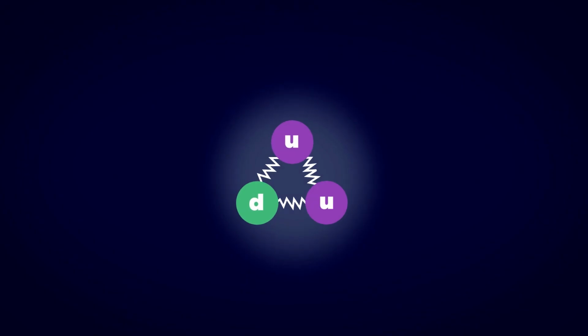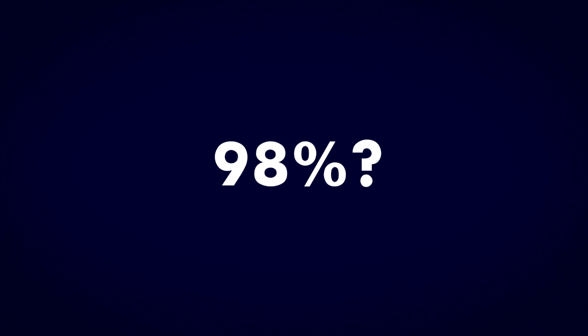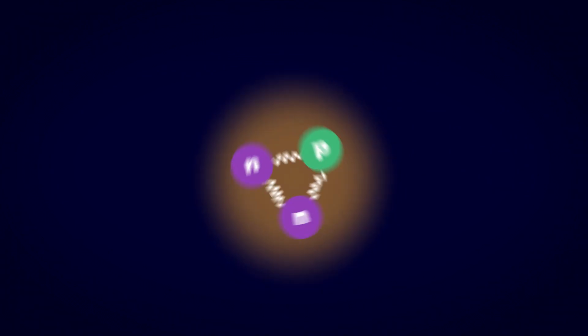If we look at the inside of a proton, the mass of the three quarks combined would only make up 2% of the proton's total mass. So where does the other 98% come from? Amazingly, it comes from energy.